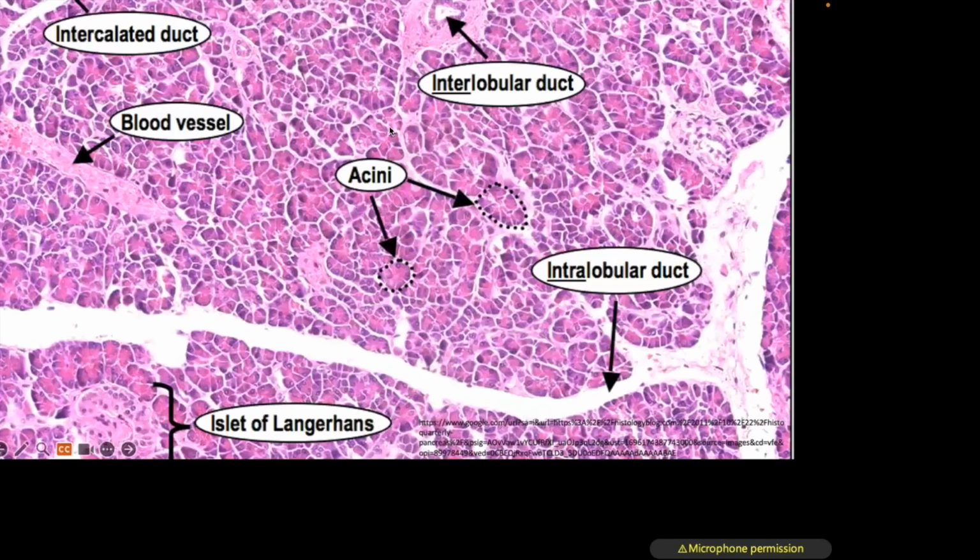This is what a normal pancreas looks like under H&E or under my microscope. We have blood vessels, we have ducts, we have acini, which produce all the digestive enzymes. And then we have our islets of Langerhans, which are the endocrine organs, and this is where neuroendocrine tumors arise from. And then we have our interlobular ducts, and this is usually where pancreatic ductal adenocarcinoma arises from.